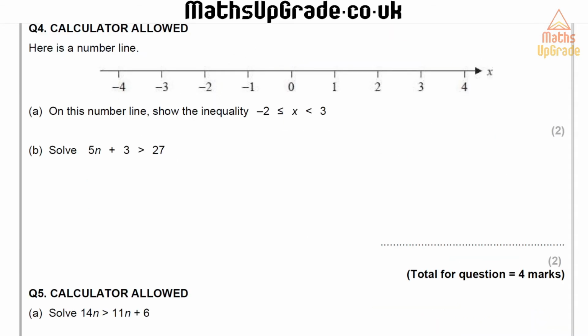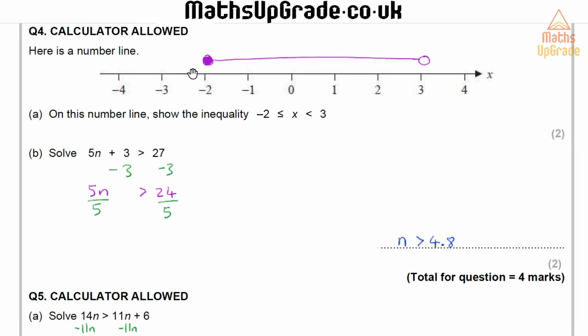Question 4. We're given a number line and we're asked to show the inequality -2 less than or equal to x less than 3 on that number line. We know that x could be equal to -2, so we're going to put a solid circle at -2. It cannot equal 3, so we can put a hollow circle at 3, and we're drawing a line in between them to show it can be any of these values.